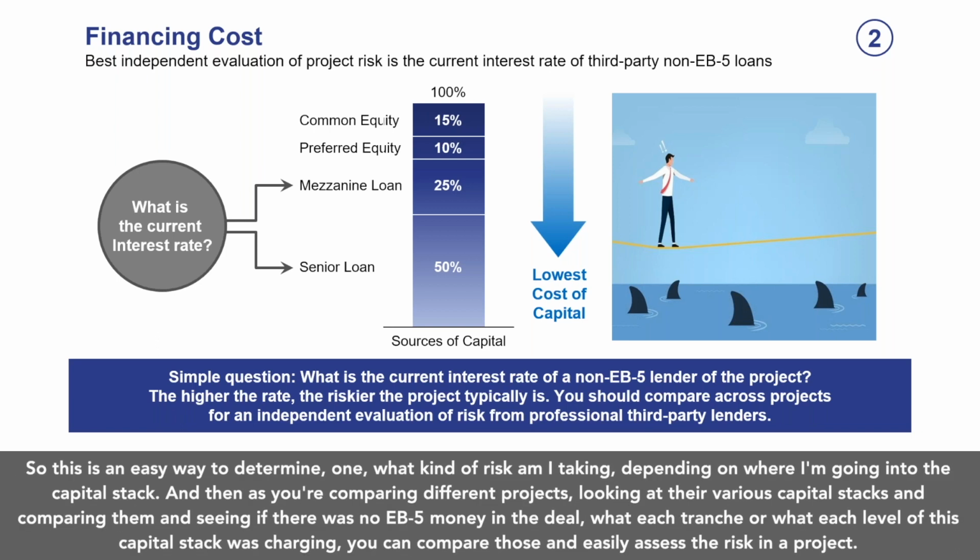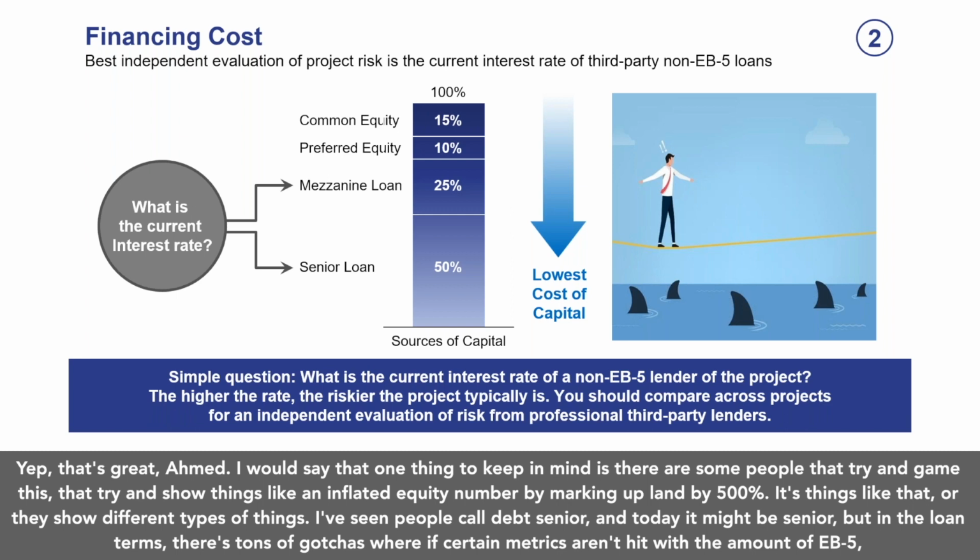So this is an easy way to determine what kind of risk I am taking, depending on where I'm going into the capital stack. And then as you're comparing different projects, looking at their various capital stacks and seeing, if there was no EB-5 money in the deal, what each tranche or each level of this capital stack was charging, you can compare those and easily assess the risk in a project. Yep, that's great on that.